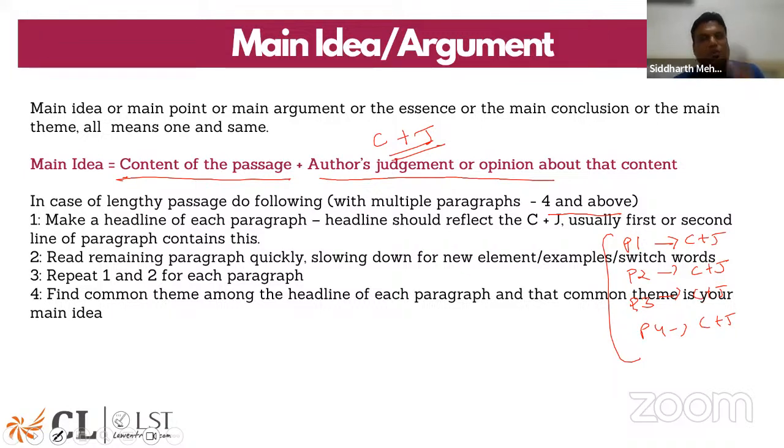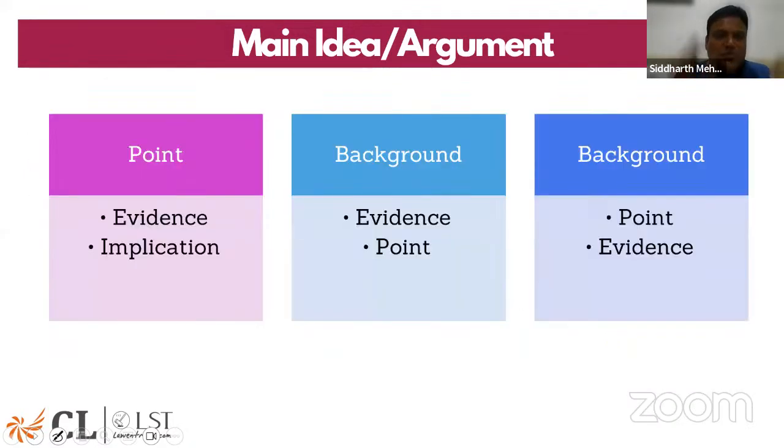Paragraph number 1, 2, 3, 4 of the passage. For each paragraph, identify content plus judgment, and you will be able to identify the main idea. Right? Usually, this is the construct of any passage. The idea is given right upfront in the passage, and then what follows next is the evidence of that particular idea. So whatever the author wants to convey, the author says it upfront in the first paragraph itself, and then in the remaining paragraphs, the author can provide the evidence or the implication of what he's trying to say or justify.